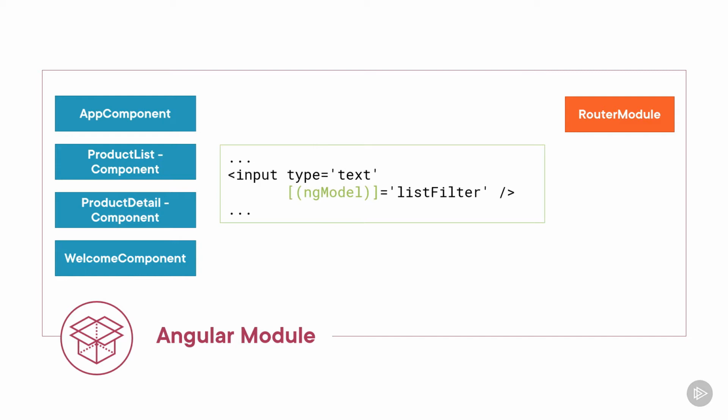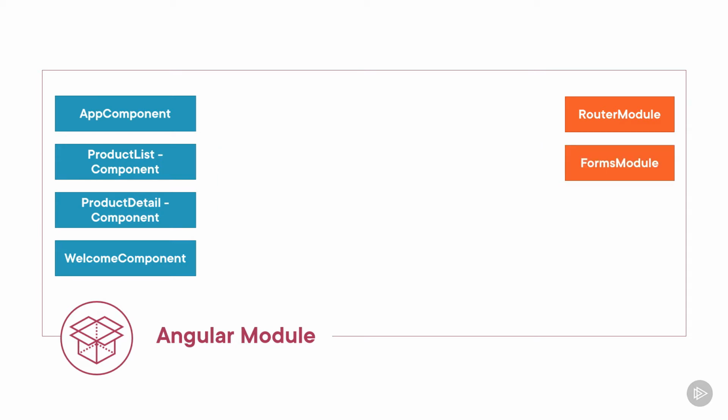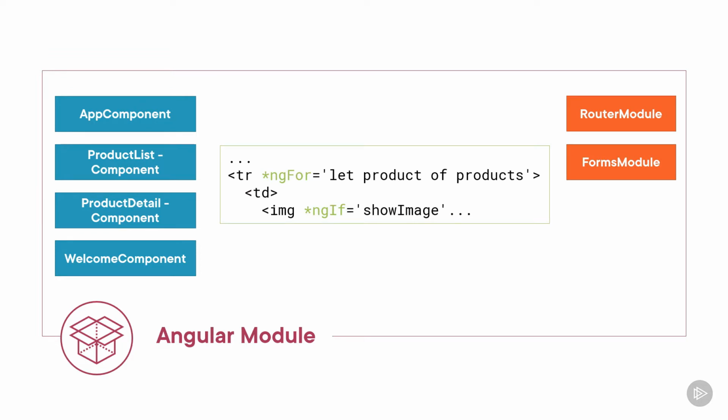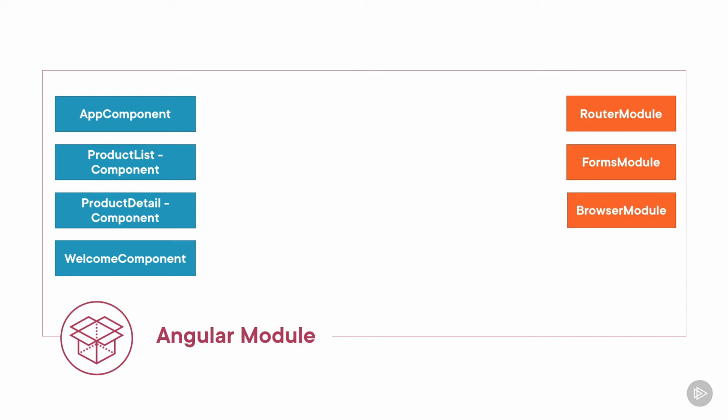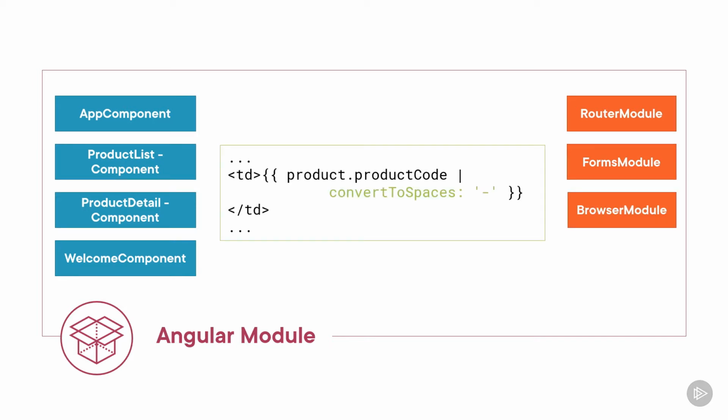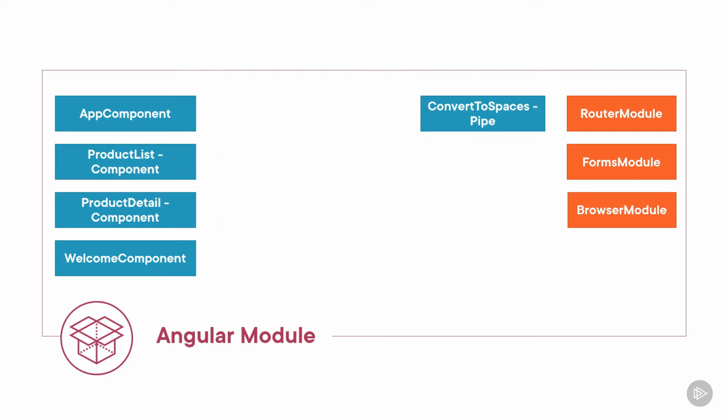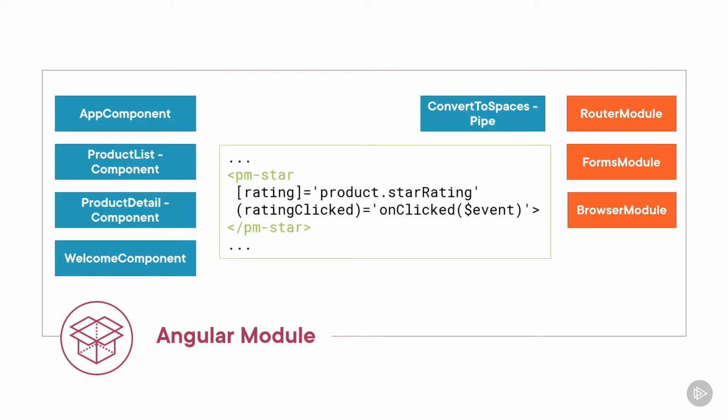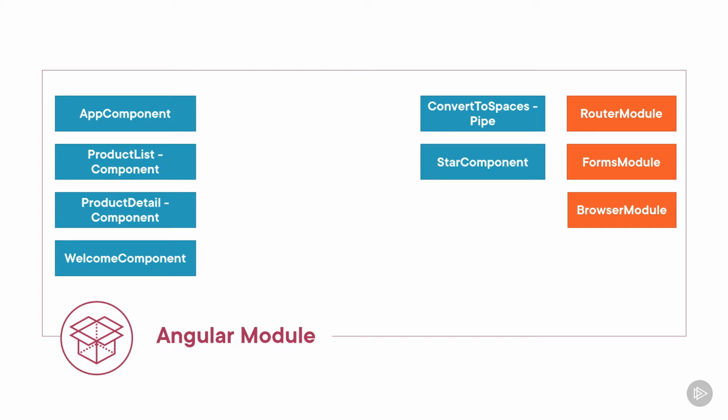The product list component template uses ngModel, so the box needs the forms module. The product list component template uses ngFor and ngIf, so the box needs the browser module. The product list component template uses the convert-to-spaces pipe, so the box needs that too. The product list component template also uses the star rating directive, so that must also be in the box. And so on, until the box contains everything that each of our component templates need.